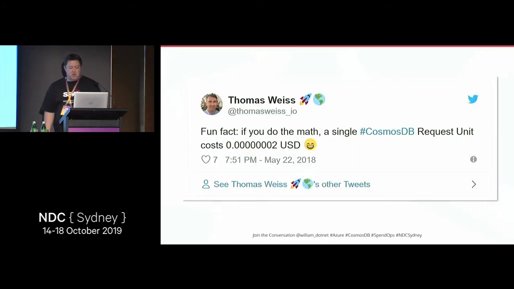And I found this tweet by Thomas Weiss that if you do the maths, one Cosmos DB request unit costs 0.00002, it's a few more zeros, 2 US dollars. And if you do some more maths, that means you have to have 50 million request units to spend 1 US cent. So it sounds like a lot of operations for a very small cost. But again, it doesn't quite line up with these horror stories that we keep hearing about Cosmos.